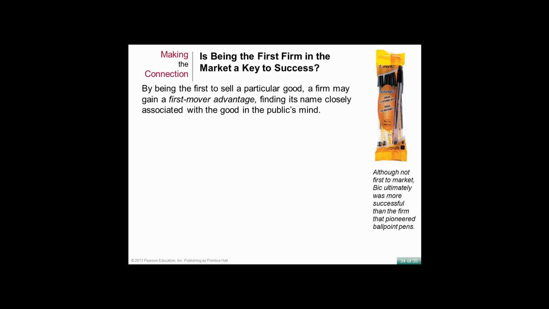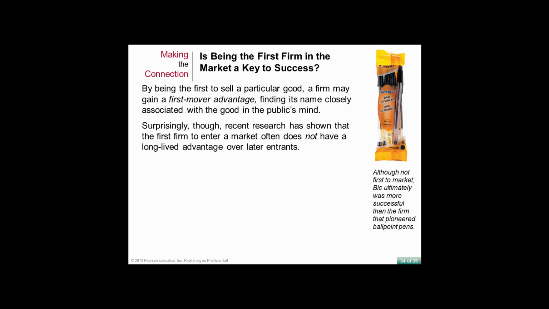Being the first firm in the market is a key to success. So by being the first to sell a particular good, a firm may gain a first mover advantage, finding its name closely associated with the good. Although it wasn't first to market, Bic was more successful than other firms that pioneered ballpoint pens. So when you hear Bic, you think of a pen. It's kind of like the word Google. You're actually just searching on the internet, but when you hear Google or Google it, they weren't the first search engine, by the way, but they were most successful in relating their name to it.